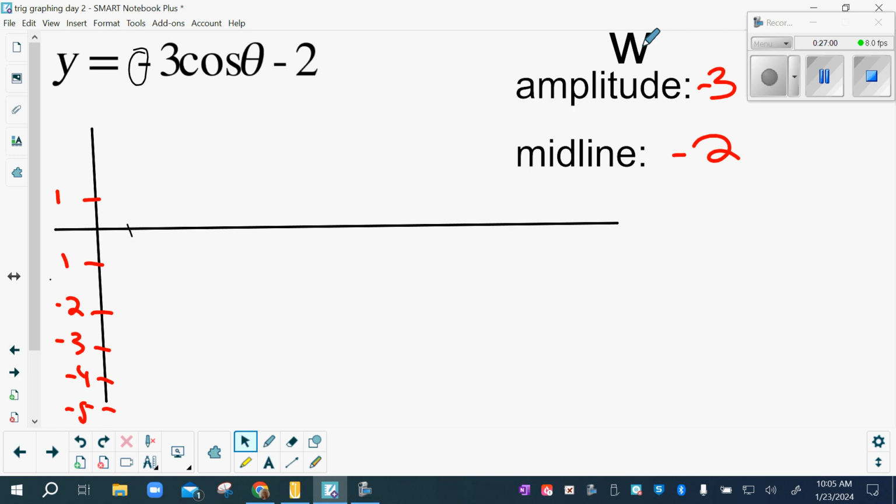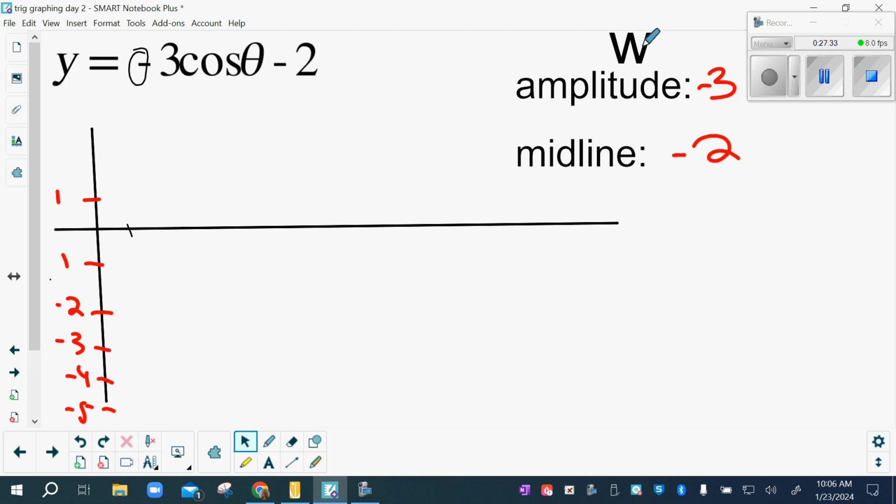So on this one, here is my midline. Let's throw that midline on there. That midline is at -2. So I'm dotting that guy in, right? Now cosine doesn't start at the midline. He goes down or up to his highest or lowest point. And in this case, it says, hey, go down to your lowest point. So my very lowest point is going to be down here at -5. That's where I start. So -5.